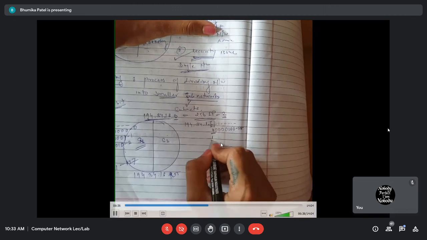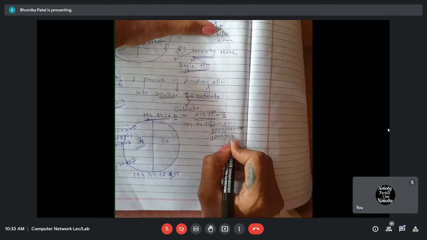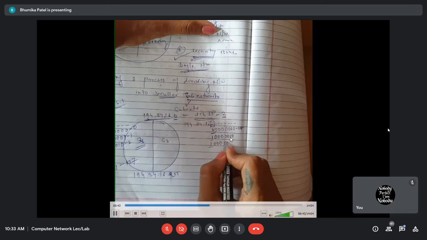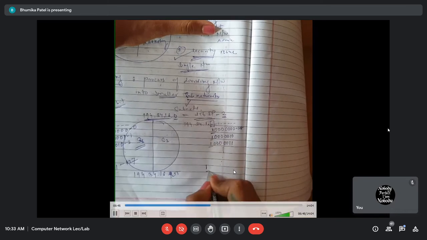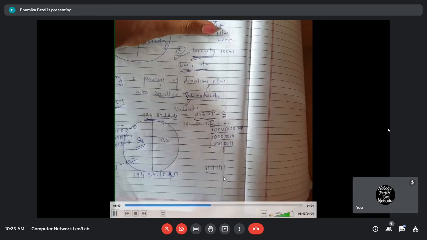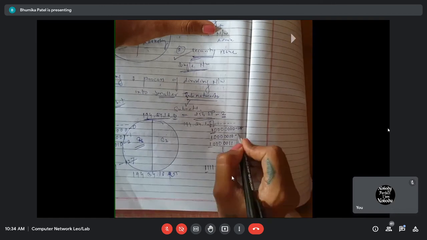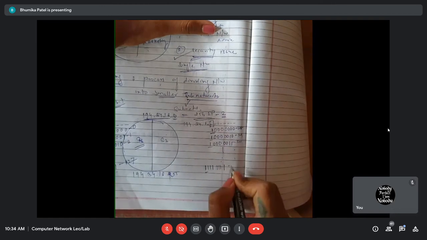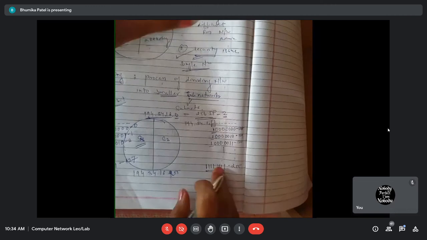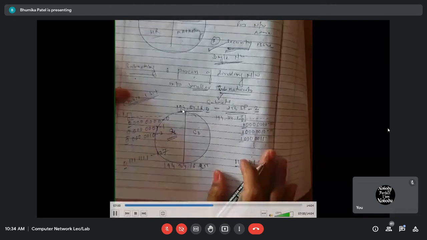Then first bit fix 1, then remaining set, sorry actually 01 will come, and so on. Okay, so if I keep the first bit 1 as it is and all the remaining ones, 129, 130, 131, and it will be 255. So this is the range of subnet 2.